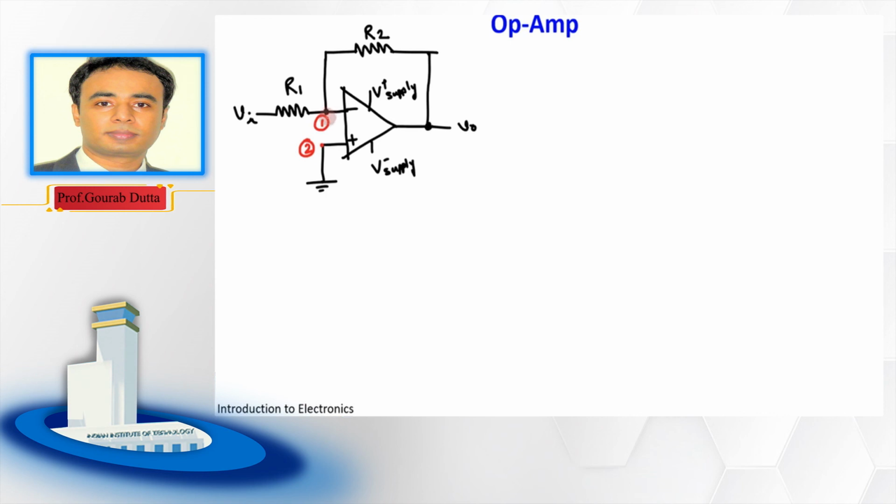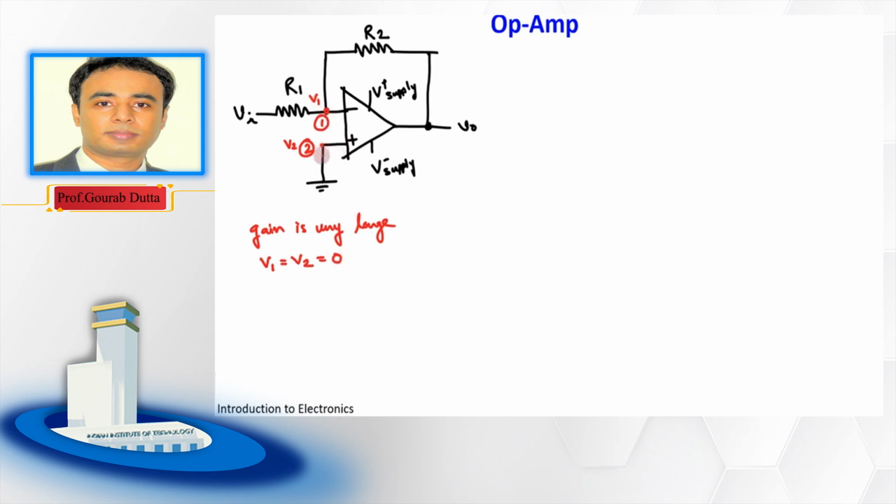I think we know. Why? Because on the last page we discussed the potential at this terminal. Suppose it is V1, and the potential here is V2. As this gain is very large, as we have just discussed, V1 will be equal to V2. Here V2 is already grounded, so the potential at this node 1 will also become 0.